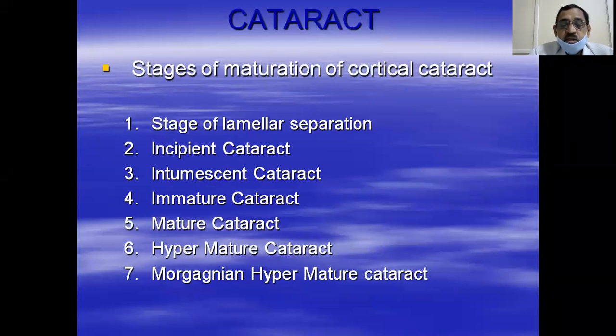So there are various stages of maturation of cortical cataract. The first and foremost is stage of lamellar separation, the second is incipient cataract, third is intumescent cataract, fourth is immature cataract, fifth is mature cataract, and then hypermature cataract, and morgagnian hypermature cataract.